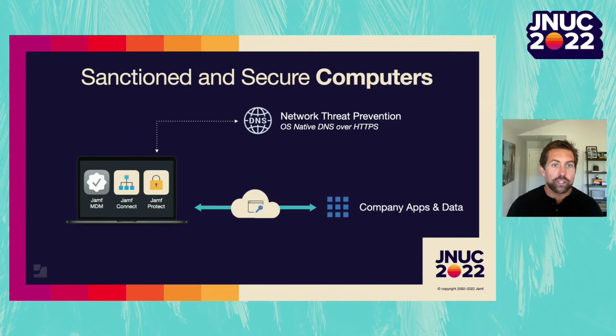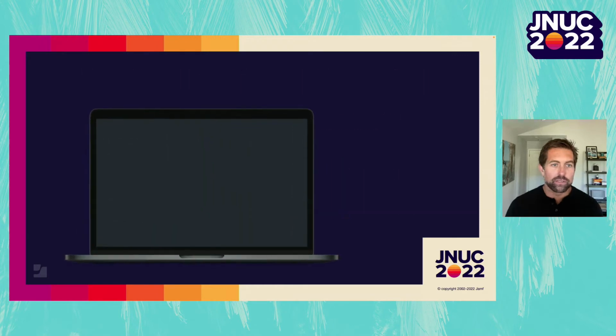Finally, with the device sanctioned and secured, the device uses Jamf Private Access to connect to all company apps and data in a secure, zero-trust manner. All other activity goes straight out to the internet, maximizing the device's internet performance because all of the security attestation and validation has already occurred in previous steps. So let's see a demo of this all in action.